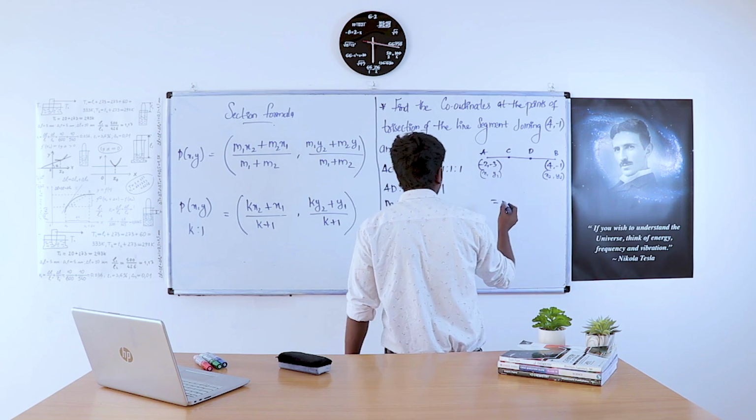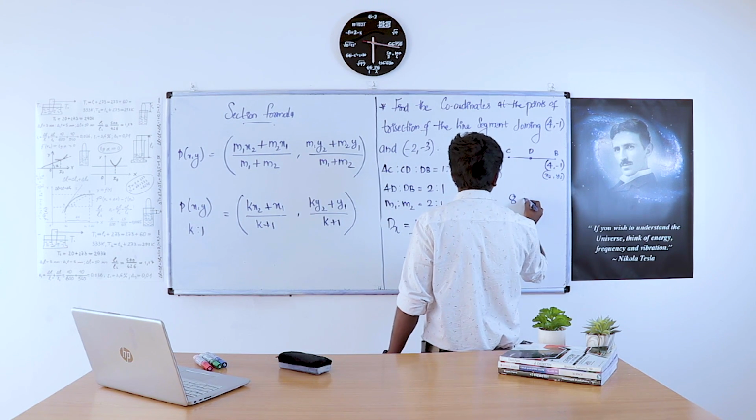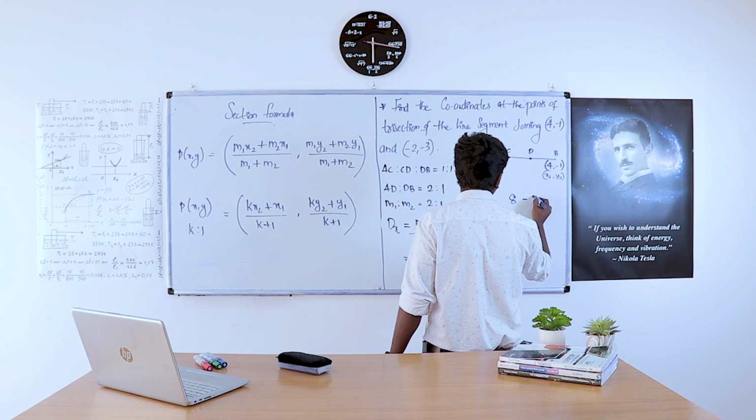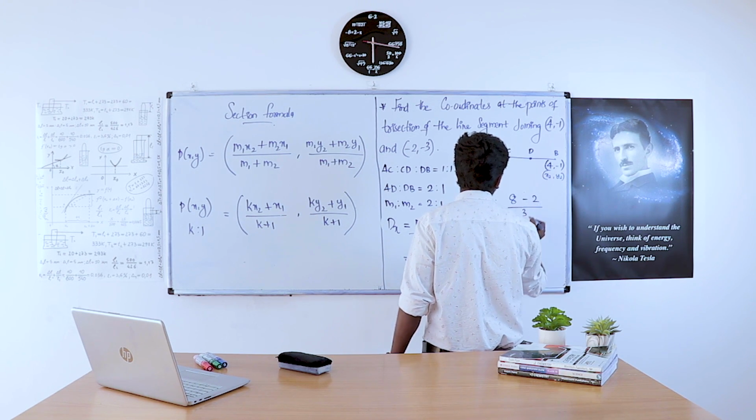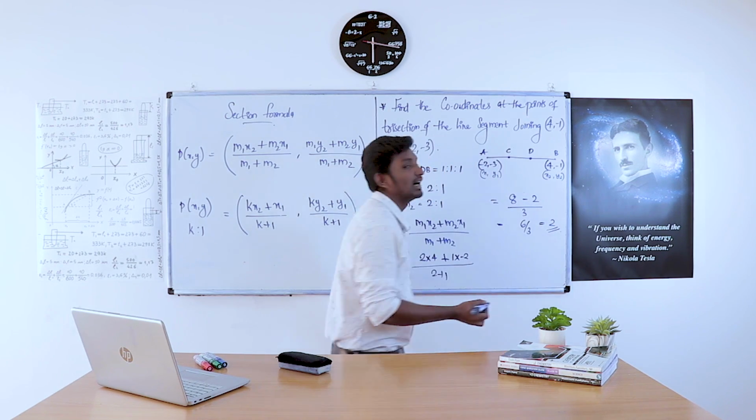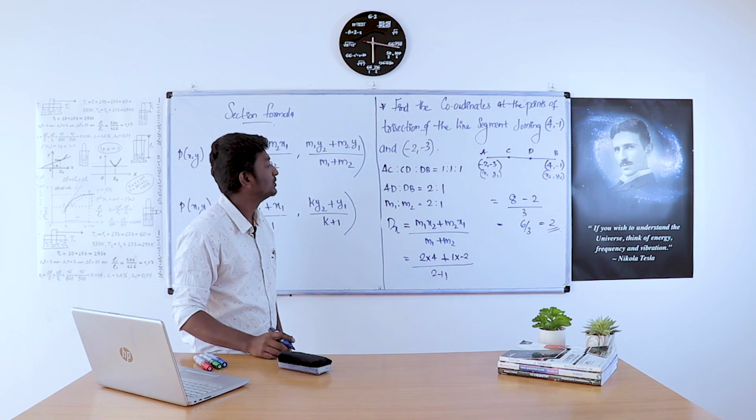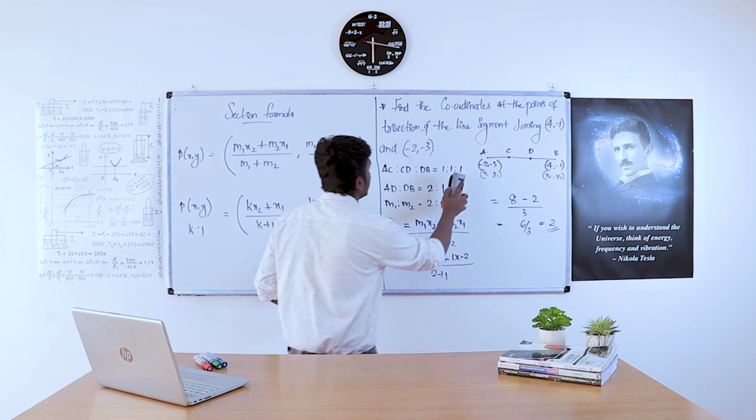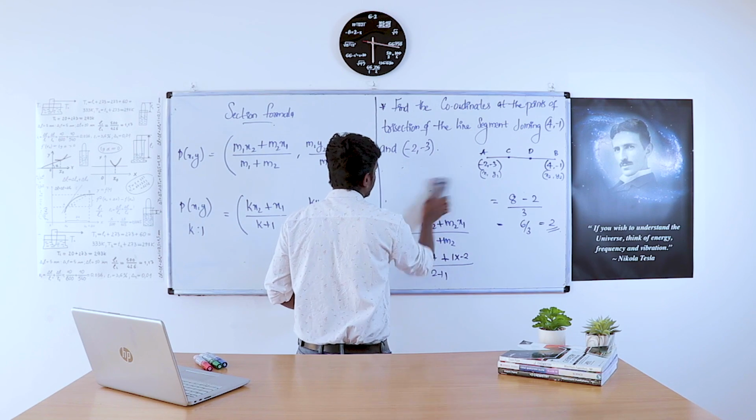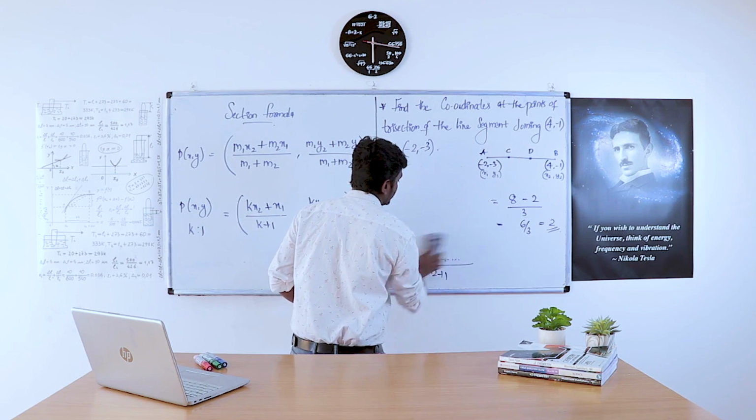That is equal to 2 into 4, 8. 1 into minus 2, it is minus 2, by 2 plus 1, it is 3. So 8 minus 2, what is 8 minus 2? 8 minus 2 is 6. 6 by 3 is equal to 2. So we got the value as 2. We can write the x value here as 2.